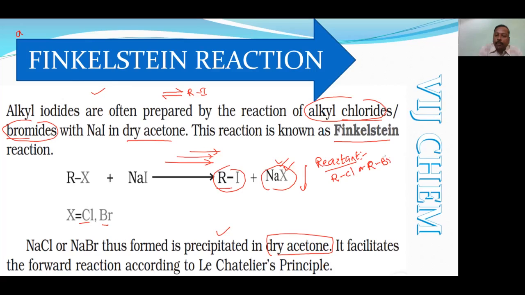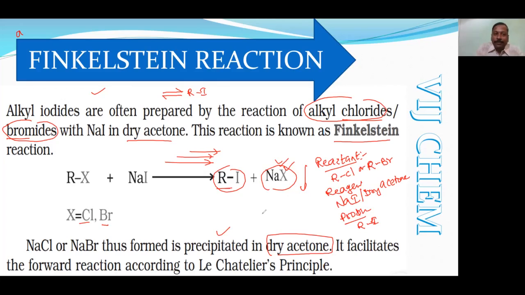Okay, then what is the reagent required? What have we used here? Two things we have used: NaI, sodium iodide in dry acetone. Okay, and what is the product here? Our ultimate main product is alkyl iodide, and we are getting sodium halide as a byproduct. Understood? So this is about the Finkelstein reaction.